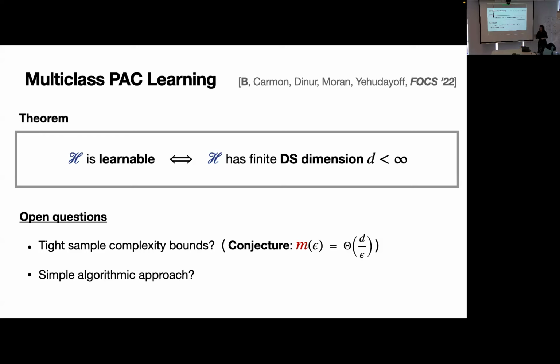And what about classifying what you can list learn? Is it the same criteria? Great question. I'll talk about that a little bit later, but there were some follow-up works that extended the DS dimension to, if that's your question, how many examples you need to list learn. Yeah, there were extensions of the DS dimension to that setting.